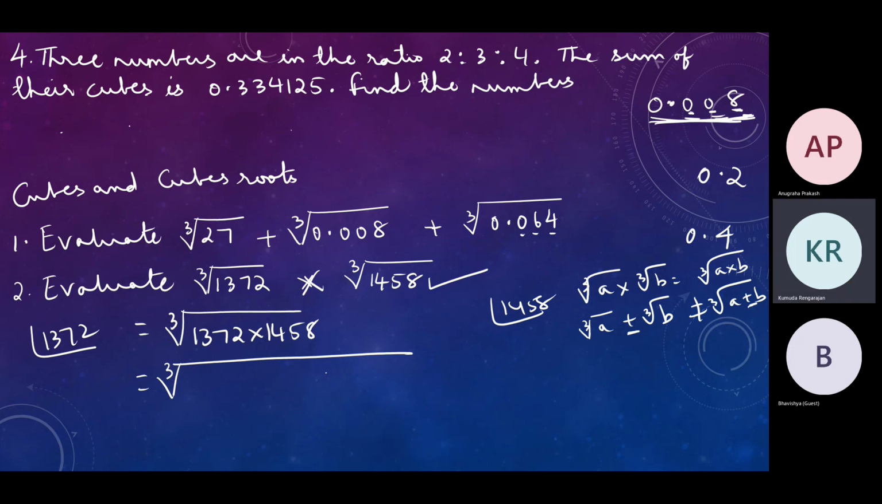Yes, ma'am, for 1372, 2 cubed into 3 cubed, ma'am. Is it 1372? Yes, ma'am. 1372 is not 2 cubed into... No. It can't be a perfect cube.